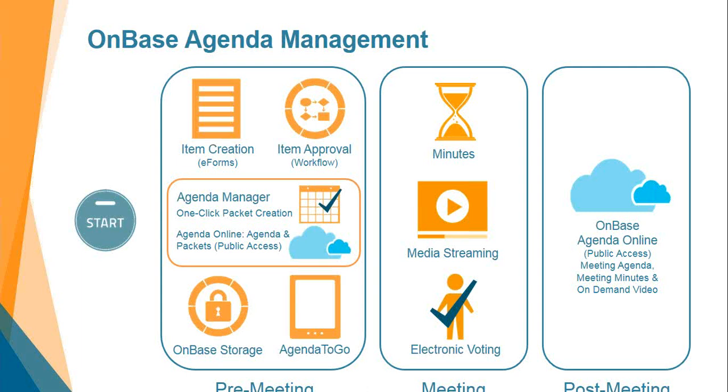So we like to group it into 3 different buckets: a pre-meeting, a meeting, and then a post-meeting type of category. So again, that item creation, we're using an eForm or a Unity form to gather that data. So we're creating that digitally, and then we're pushing that out to the people from an approval standpoint through OnBase workflow for those approvals.